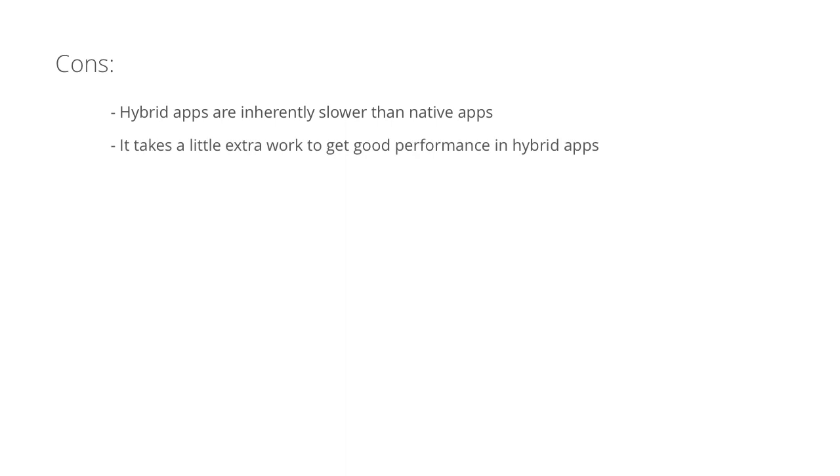There are some drawbacks, however, to hybrid apps. Hybrid apps are inherently slower than native apps. However, if coded properly, this shouldn't be an issue. Throughout this course, we'll be looking at how to write code with performance and style in mind, such as memory management and taking advantage of hardware acceleration. Making 2D and 3D games is possible in hybrid apps, but native apps will always be faster.